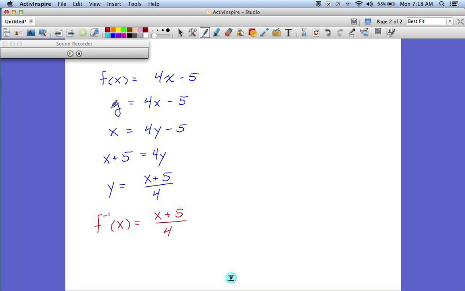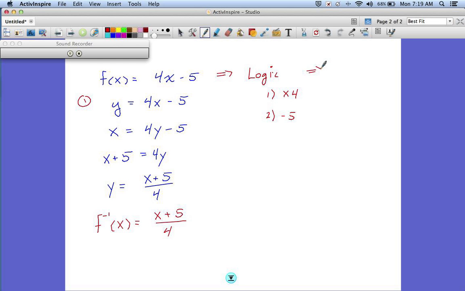Now I mentioned there are two ways. This is the cut and dry algorithm way. Your other option is logic. Follow your order of operations. The first thing I do is I multiply x by 4. The second thing I do is I subtract 5.